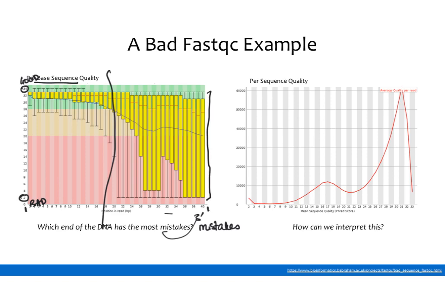If we look at our per sequence quality, we see the same thing, that there's a bump around 17. So 17 is halfway, right? That tells us that, again, there's a big bump in low quality sequences. And then we also have quite a few high quality sequences, but having this many low quality sequences makes it hard for us to trust the data.